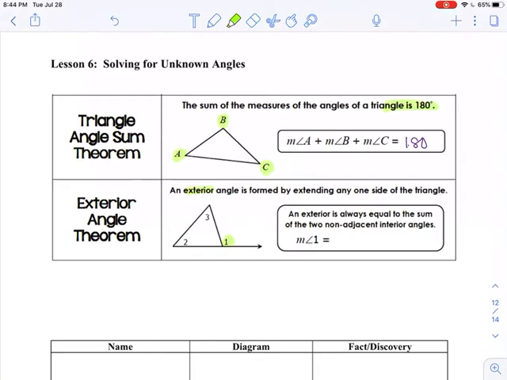So this exterior angle, angle 1, is equal to the measure of angle 2 plus the measure of angle 3. So the exterior angle is equal to the sum. Sum means that you're adding up. So the exterior angle is equal to the sum of the two non-adjacent interior angles. That exterior angle equals these two interior angles added together. So basically I'm adding angle 2 plus angle 3 and it equals angle 1.